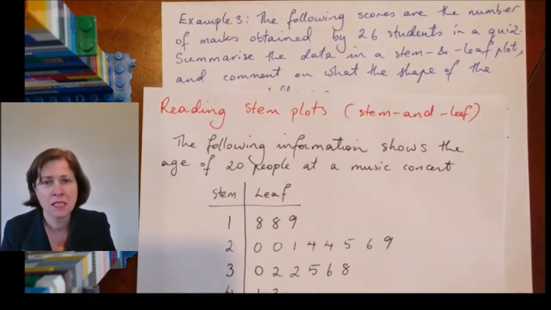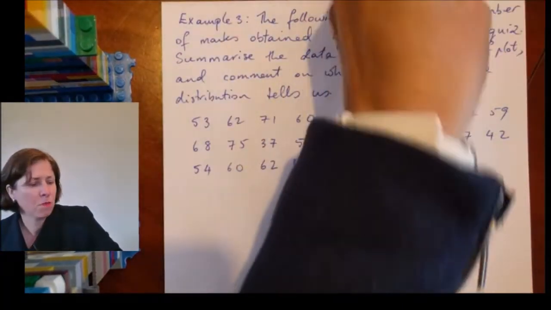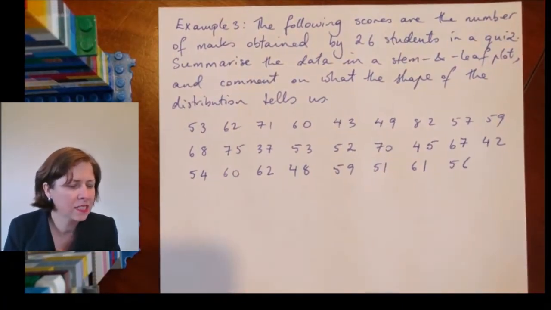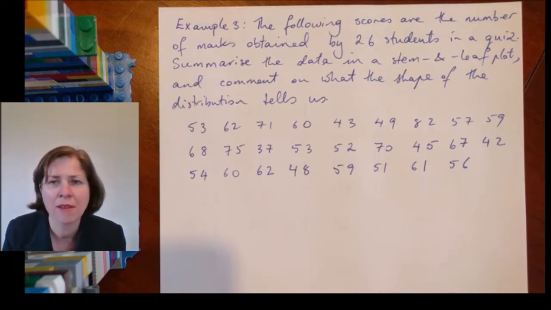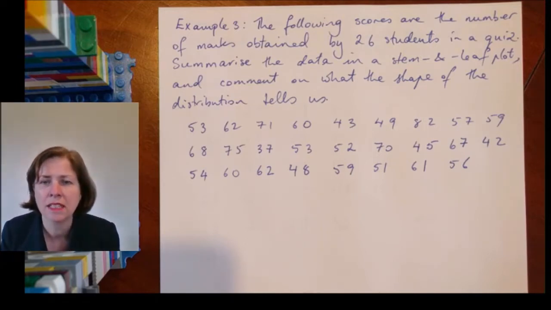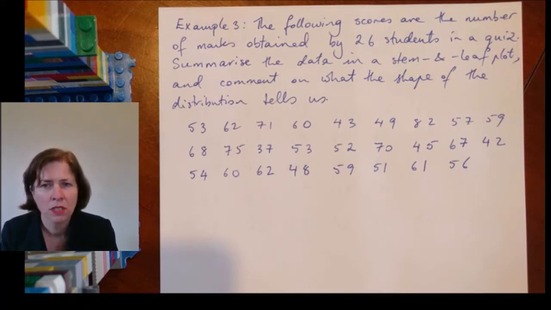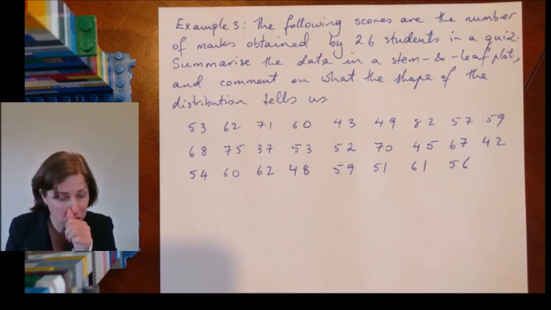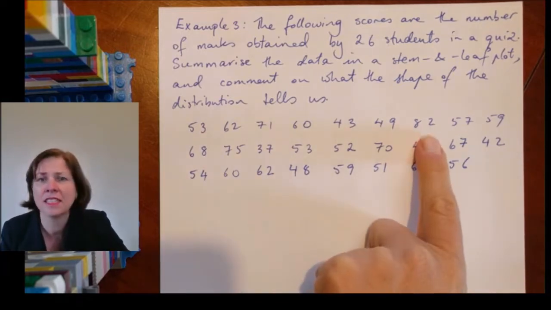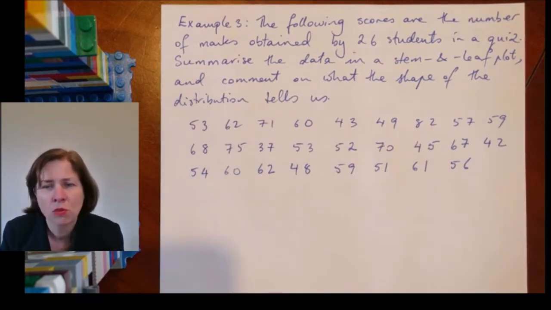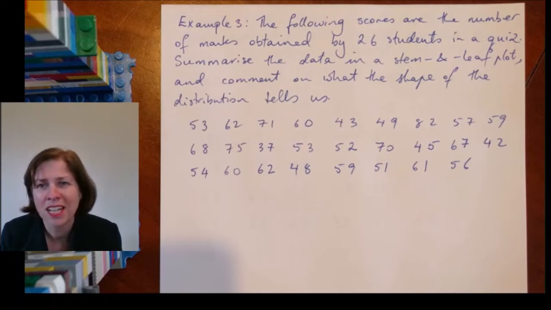So let's make our own stem and leaf plot. These scores are the number of marks obtained by 26 students in a quiz. Now, I don't know what the quiz was out of. For all I know, someone here got full marks. The highest mark I can see at a glance is 82. Maybe it's all out of 200. Who knows?